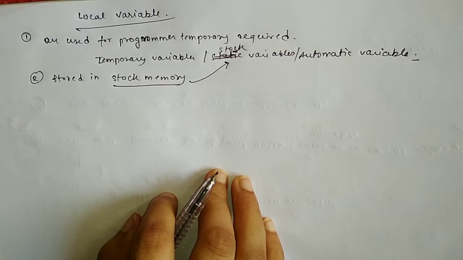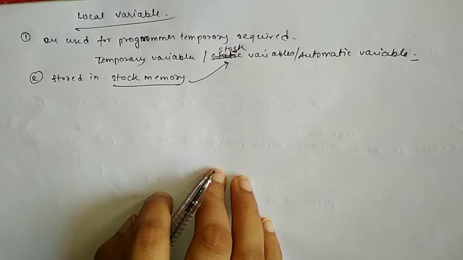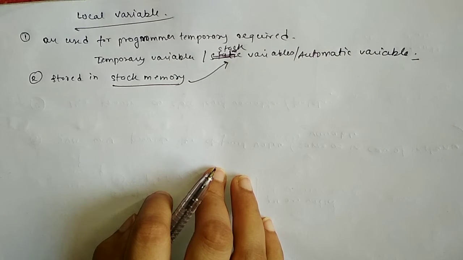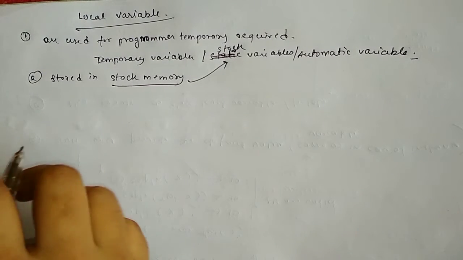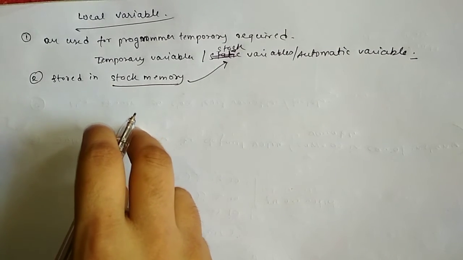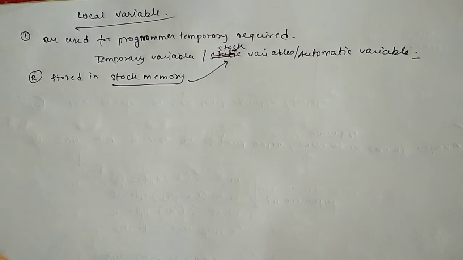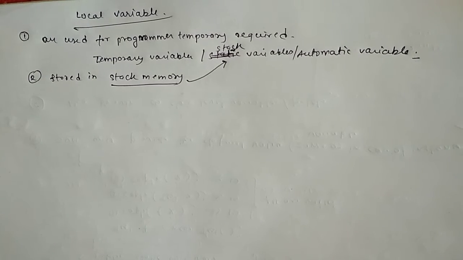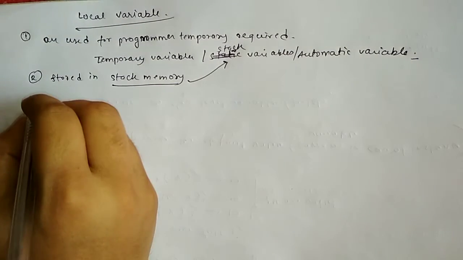So now we should know when the local variable is created. A local variable will be created while executing the block in which we declare it. The local variable will be created when the block in which we have created it is executed. Once the block execution gets completed, automatically the local variable will be destroyed. Hence the scope of the local variable is that of the block.